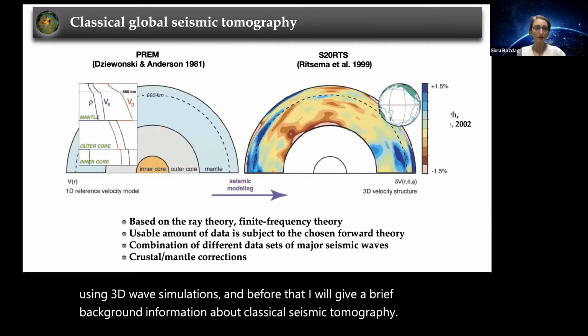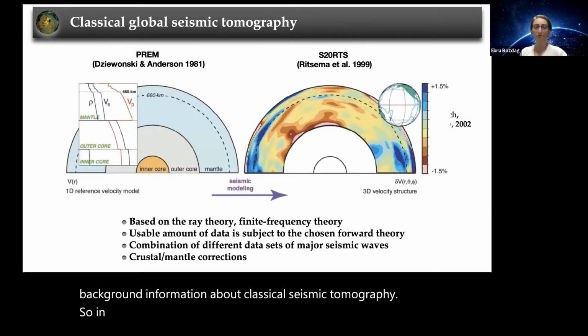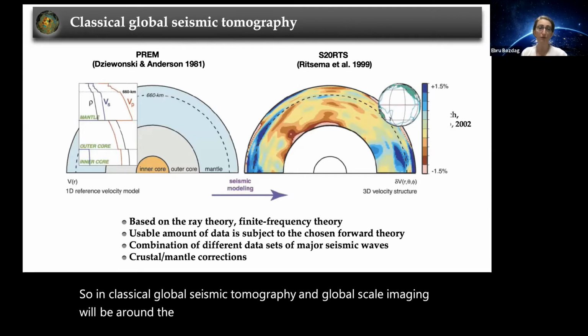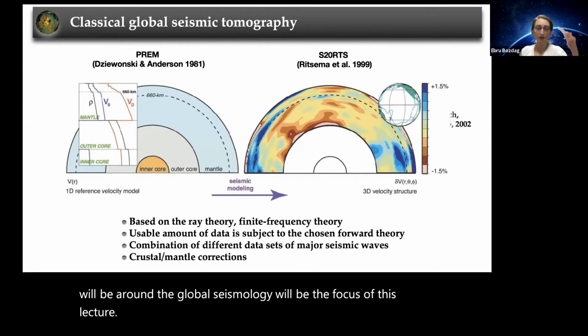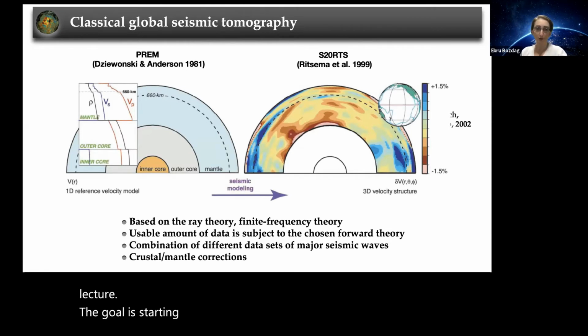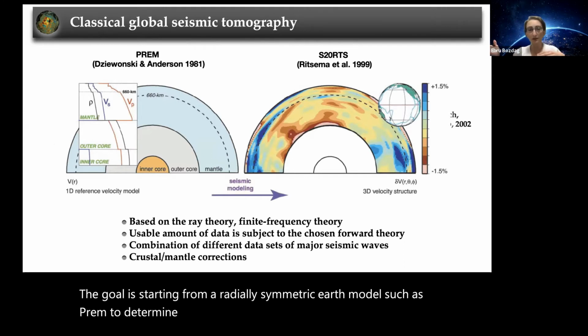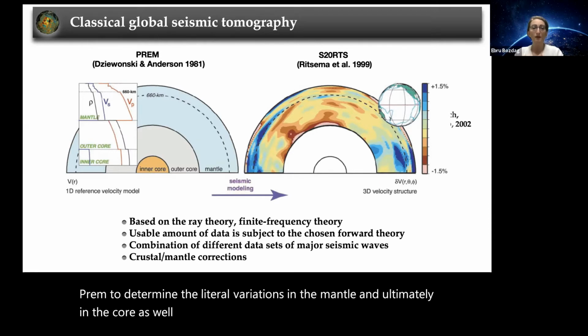So in classical global seismic tomography, and the global scale imaging and global seismology will be the focus of this lecture, the goal is, starting from a radially symmetric Earth model, such as PREM, to determine the lateral variations in the mantle and ultimately in the core as well. And this process is traditionally based on ray theory.